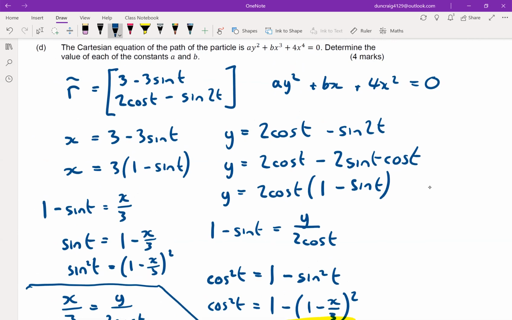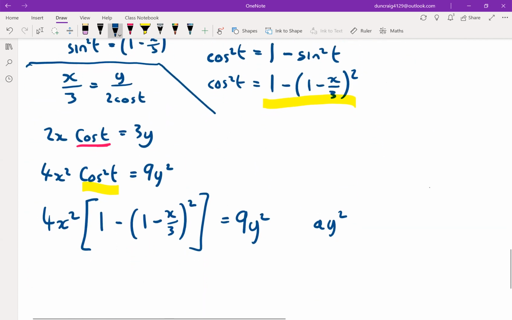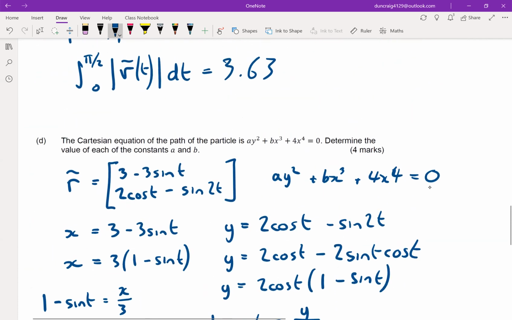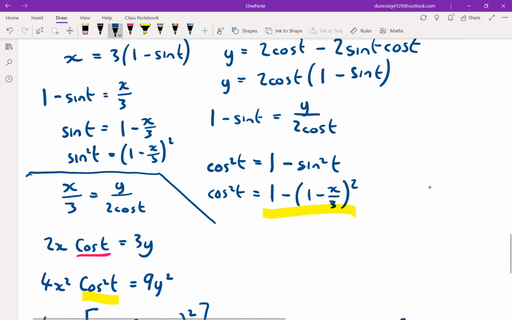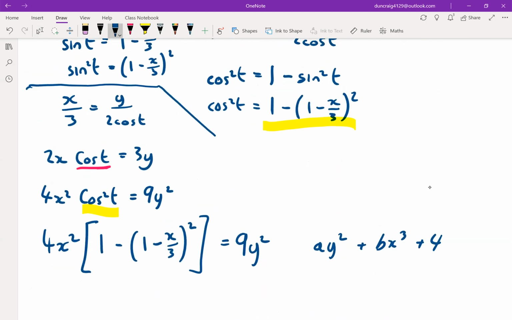Oh, sorry, that should be a 3 there. That should have been a 4, sorry. Plus bx cubed plus 4x to the 4 is equal to 0. So let's see if we can get something like that there.